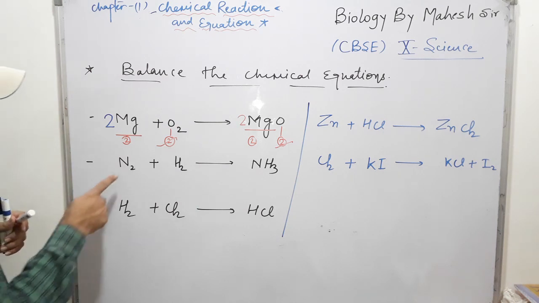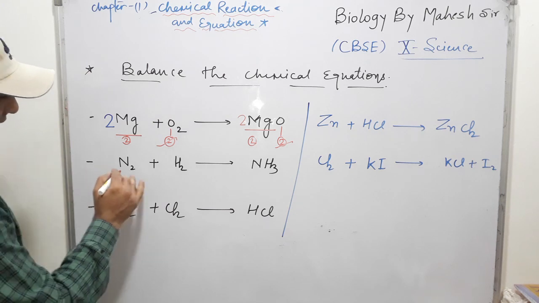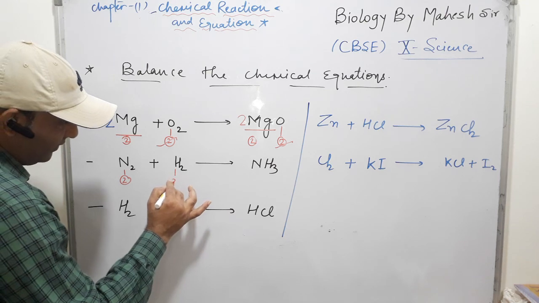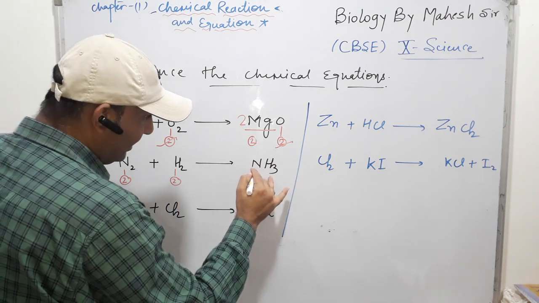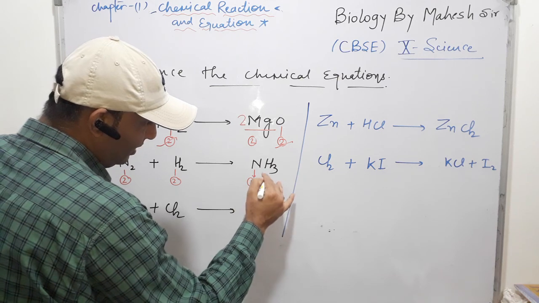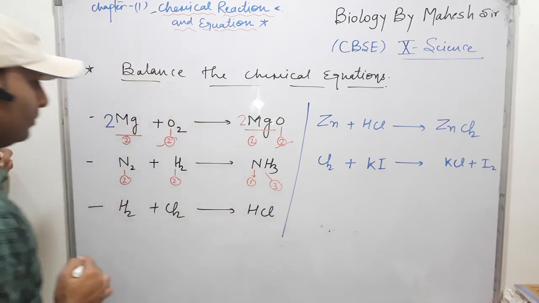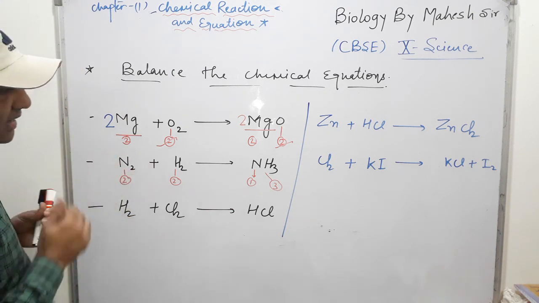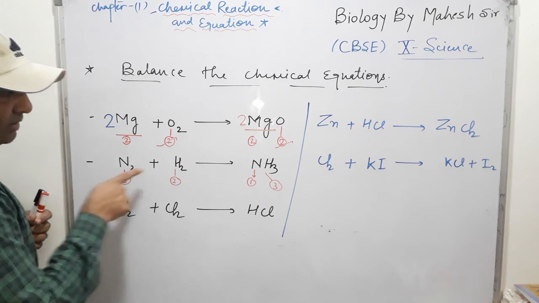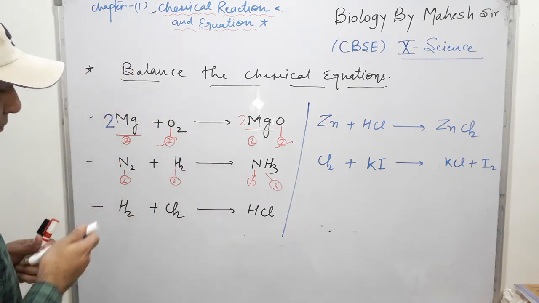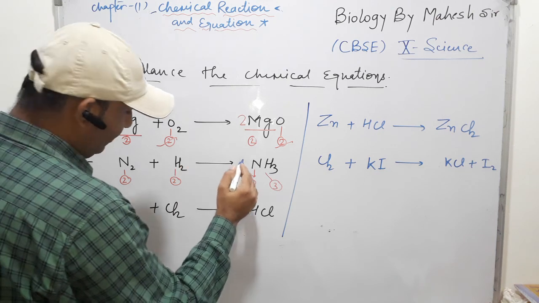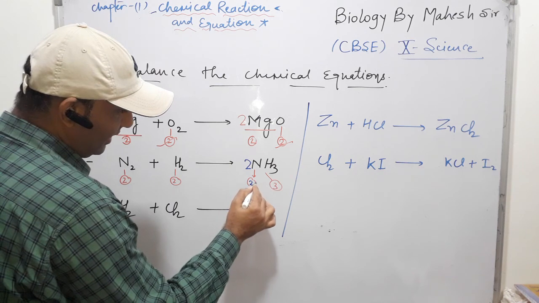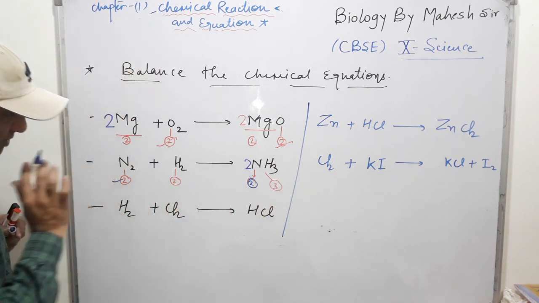Now the second: N2 plus H2 produces NH3. Here N2 has 2 atoms and H2 has 2 atoms; on the right, nitrogen has 1 atom and hydrogen has 3 atoms. So the total number of atoms may look balanced, but individually they are not balanced. Nitrogen has 2 atoms on the left and only 1 atom of nitrogen on the right. So first of all we balance the nitrogen. We write 2 NH3. So here nitrogen 2 and nitrogen 2, it is balanced.